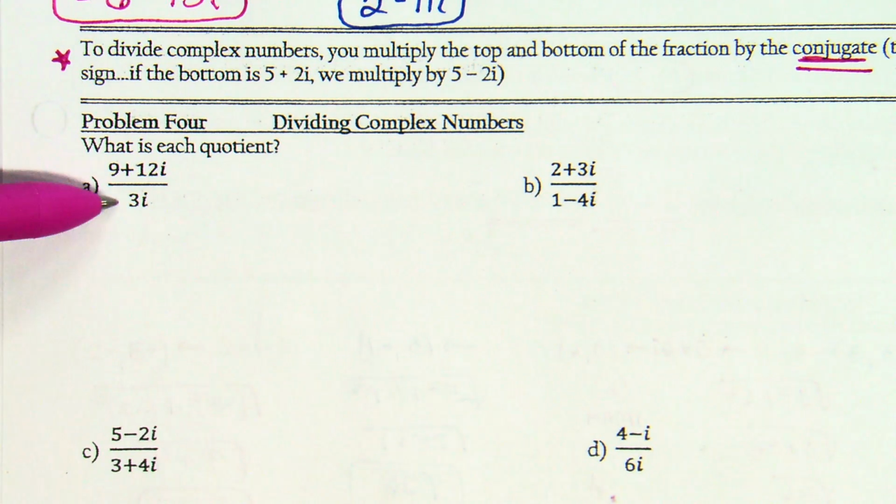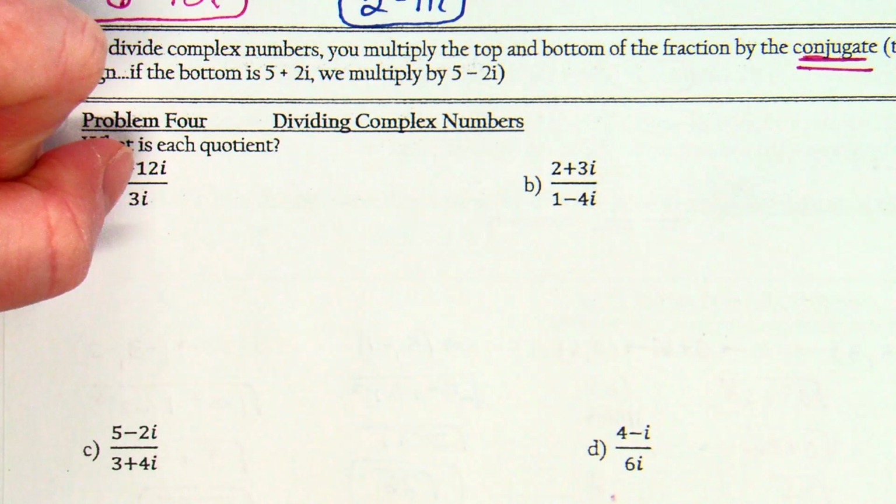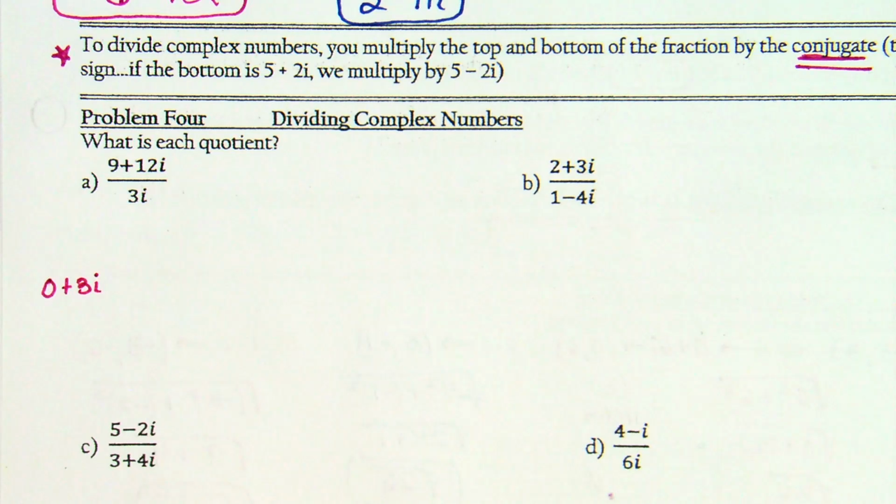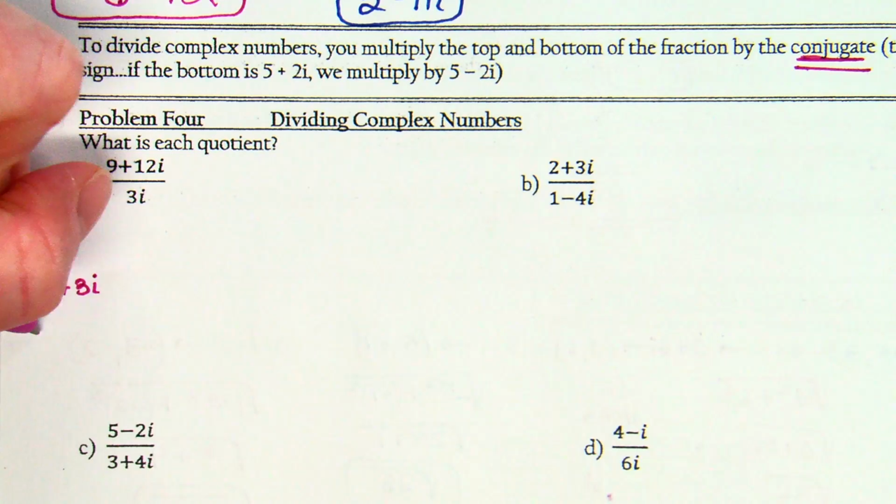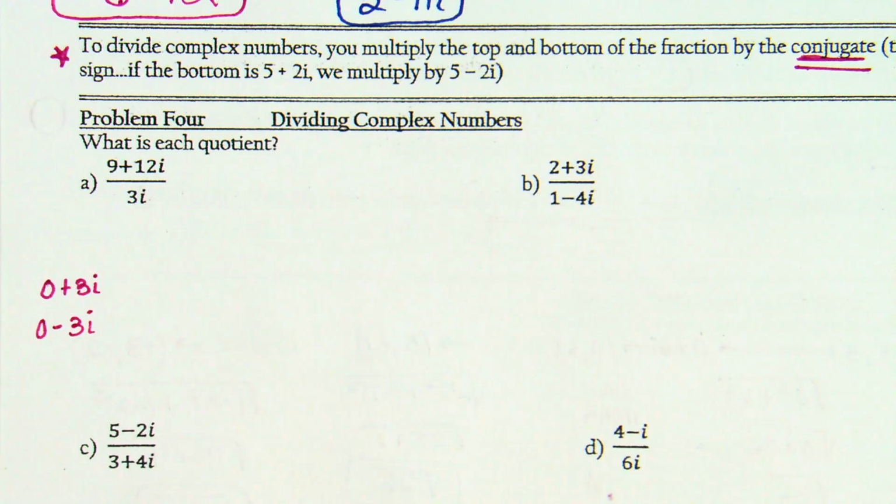We have an i in the denominator. We said to multiply by the conjugate. Any thoughts of what the conjugate of 3i would be? Negative 3i officially? Because if you think of 3i in terms of a plus bi form, that's going to be 0 plus 3i, correct? So the conjugate of 0 plus 3i would be 0 minus 3i. Does that make sense?